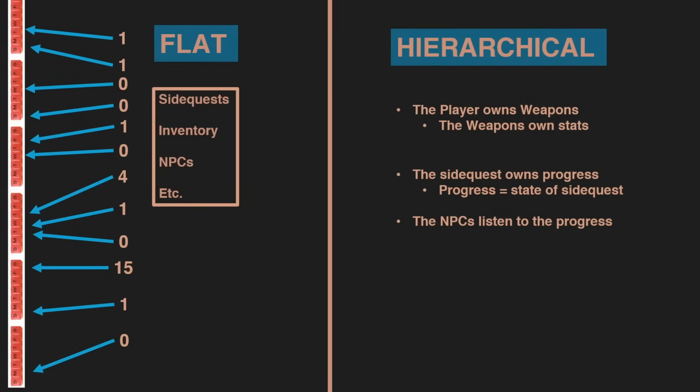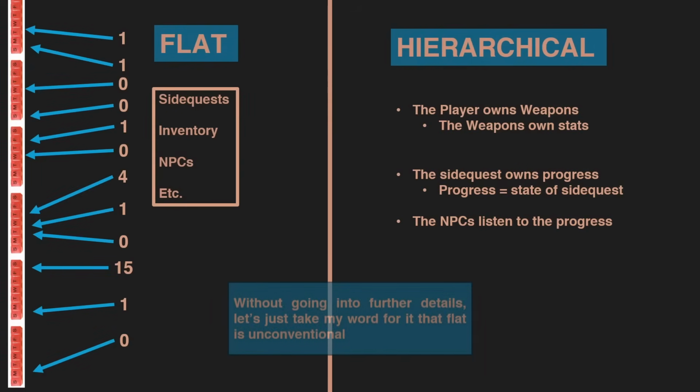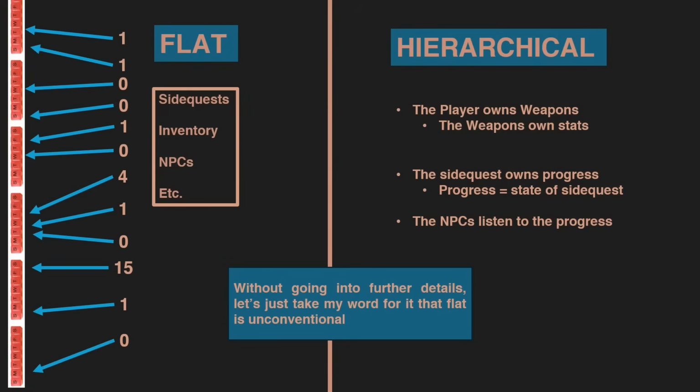This is opposed to the more conventional concept, which is a hierarchical structure. In a case like this, you would have something like the player owns weapons, and then the weapons own stats. Same thing for like a side quest. The side quest owns its own progress, where progress is like the active state of the side quest. And then the NPCs just listen to that progress. So without doing a practical code example of a hierarchical structure, let's just take it at face value that flat is unconventional in this case.